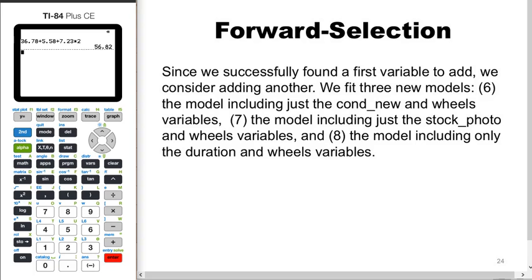But since we've successfully found a first variable to add, now we're going to consider adding a second variable. So there's 3 new models I have to look at. Model 6 has wheels and the con_new variable. Model 7 would be wheels and the stock photo variable. Model 8 would be wheels and the duration variable. And here are the results.